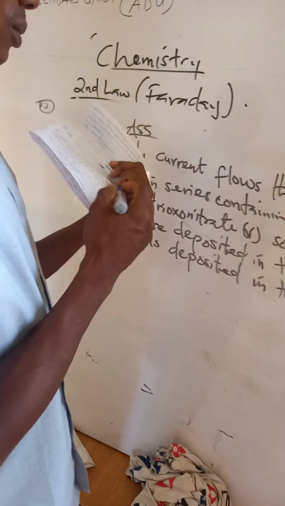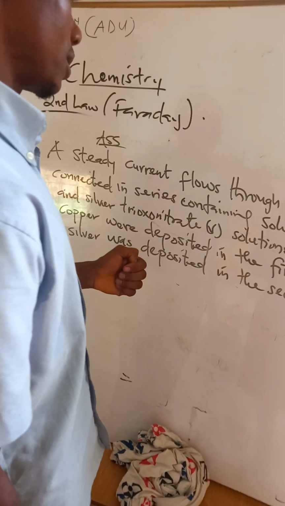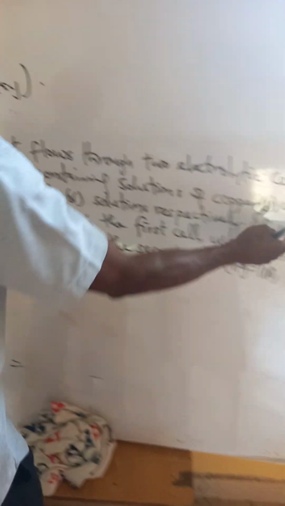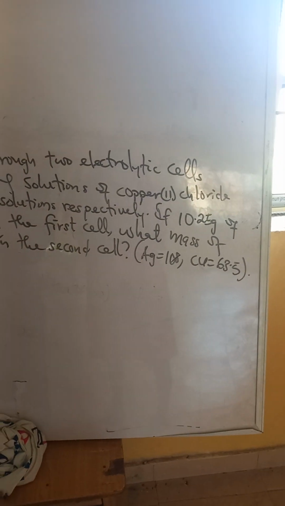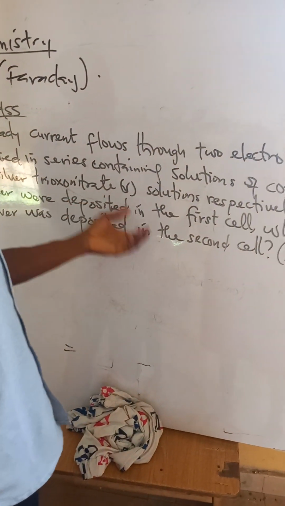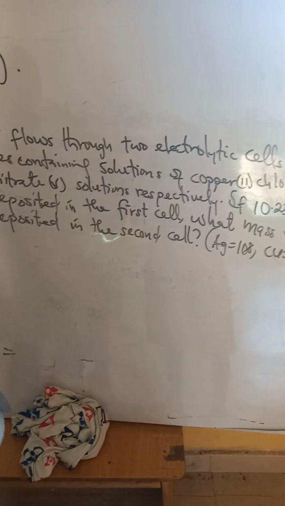This question is similar to the one we have done before. If you look at it very well, information about the current and the time, which is Q, is not given. So you are going to use the 10.25 gram of copper that was deposited to get the information about the Q. Then you now use the formula.